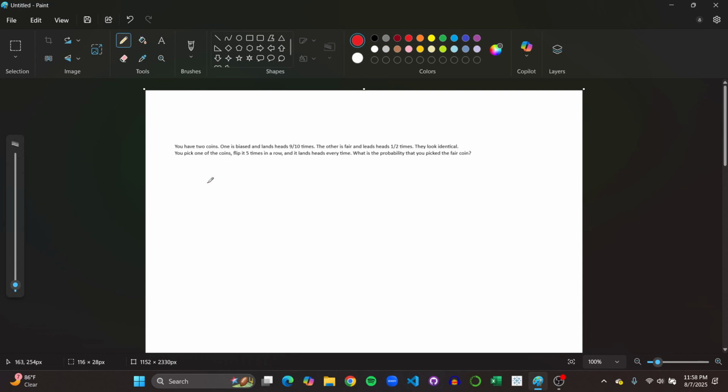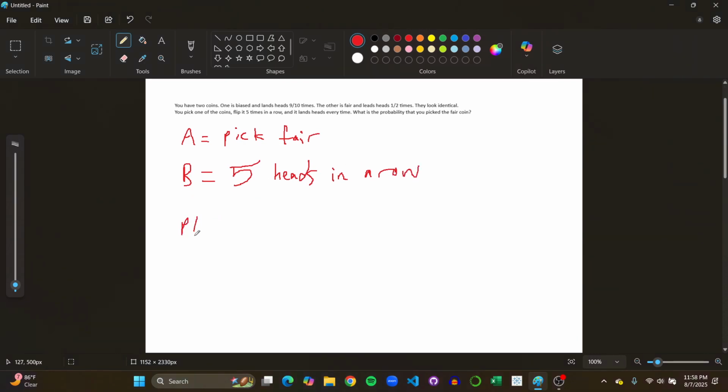So to solve this problem, I'm going to establish two events. One is A, which is you picked the fair coin, and B is going to be 5 heads in a row. So we want to find P of A given B. And from our earlier discussion, we know that P of A given B is equivalent to P of B given A times P of A over P of B.